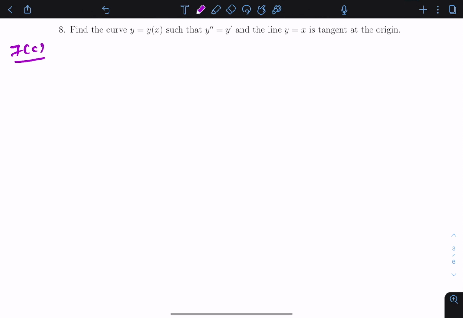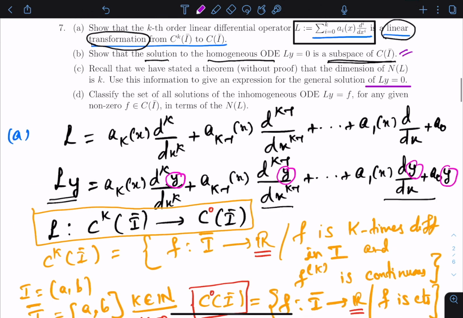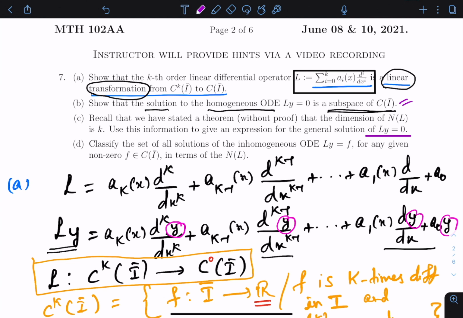We'll continue 7C here. Okay, so what is 7C? It's asking for the general solution of Ly, given the fact that the solution space, which is a subspace, is of dimension k. If you recall in the previous assignment, when we did the first order linear homogeneous situation, we had shown there that the solution space of the first order linear homogeneous ODE is one dimensional, right? And now here we have stated a theorem in the lecture that for kth order it's k dimensional.